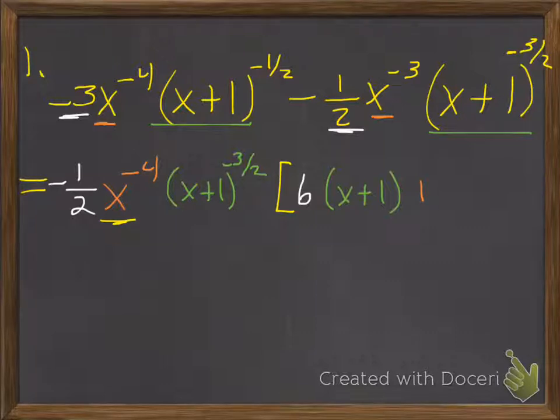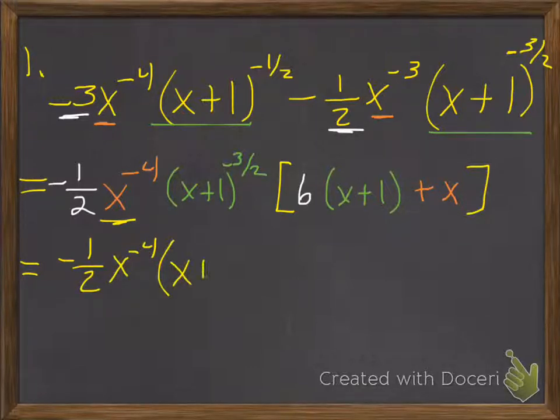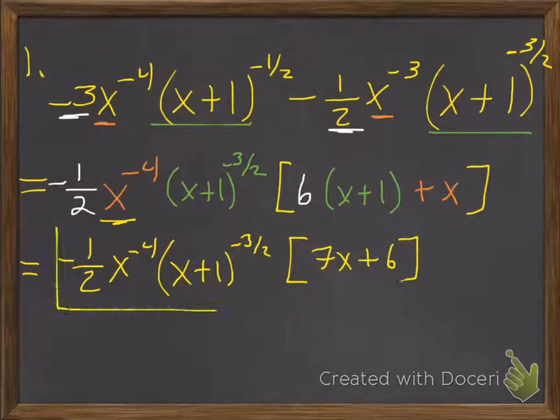Alright, then for the next one, all that we got left is we factored out all the x plus 1, we factored out the minus 1/2, and we factored out an x to the minus 4 out of an x to the minus 3, so we add 4 to the minus 3 and we get first power. Okay. Then what we just need to do is clean up the stuff in the yellow brackets there. So we have negative 1/2, x to the minus 4, x plus 1 to the negative 3/2, and then 7x plus 6. Okay, so that was one version of the test.